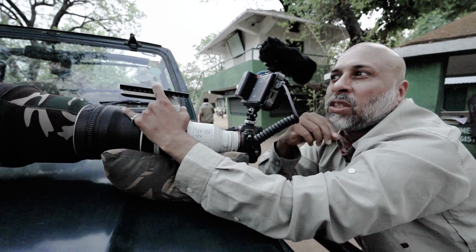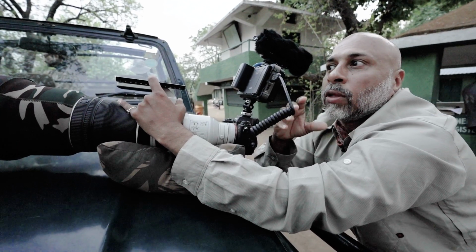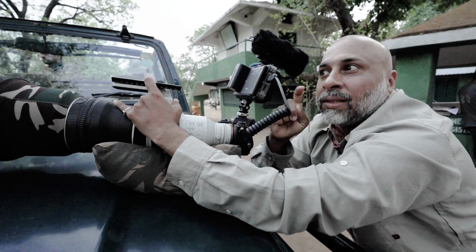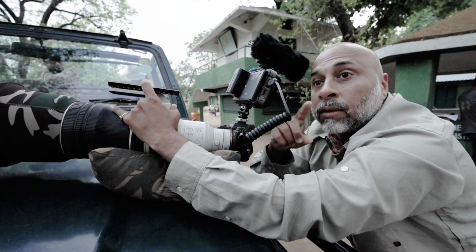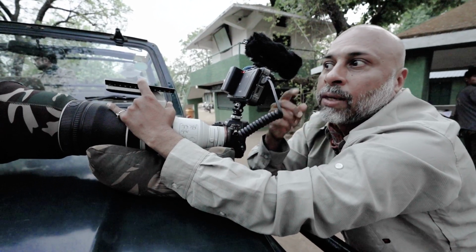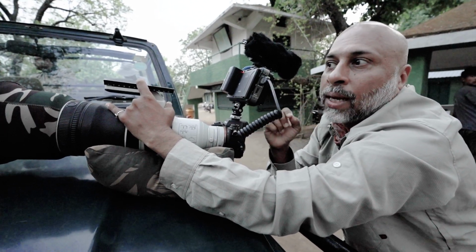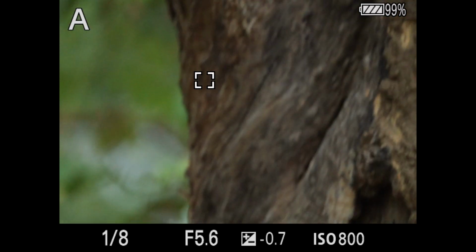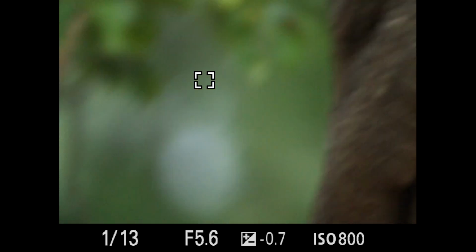Other thing is, do not just shoot in burst mode. Wait for the proper head turn, wait for the right movement, and just one click. And another important tip for low light photography, or even general photography, is to hold your breath at the time of shutter release. So there is a woodpecker also which has come in.